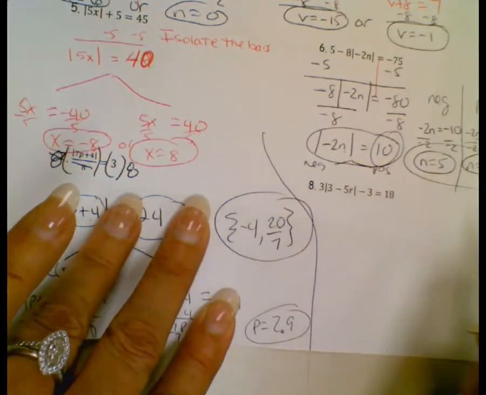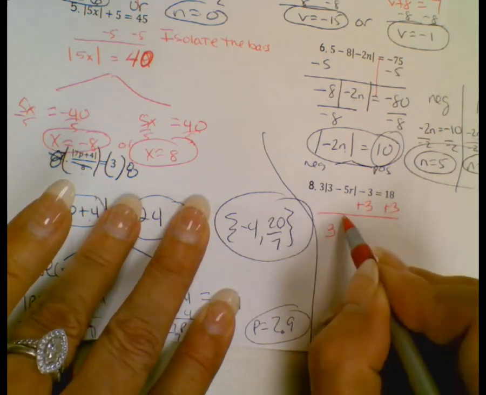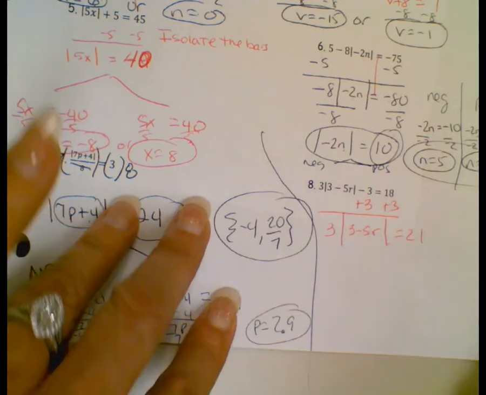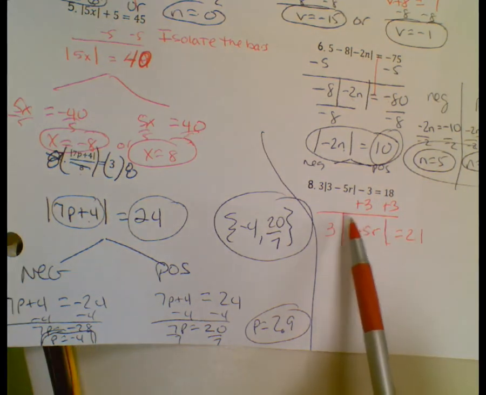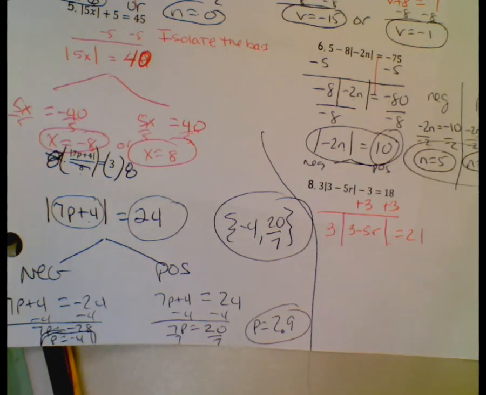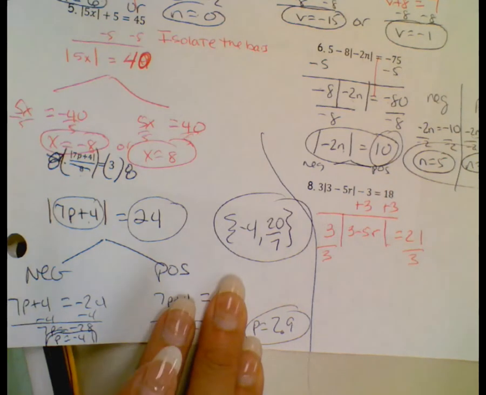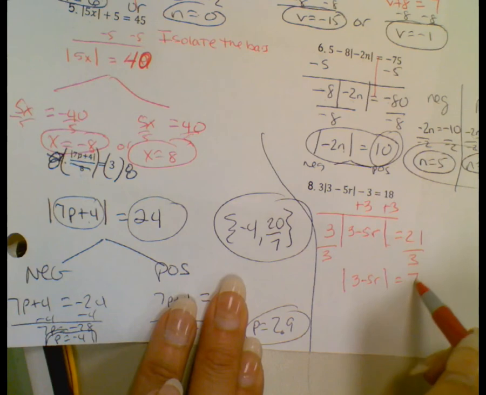First, to get the bars isolated, let's add 3 to both sides. So we have 3 times the absolute value of 3 minus 5r equals 21. Again, do not distribute. 3 is not allowed to come in the jail bars. Absolute value bars are not parentheses, so do not distribute. We are trying to isolate the bars, so let's get rid of this outside 3 by dividing by 3. So now we have the absolute value of 3 minus 5r equals 7.